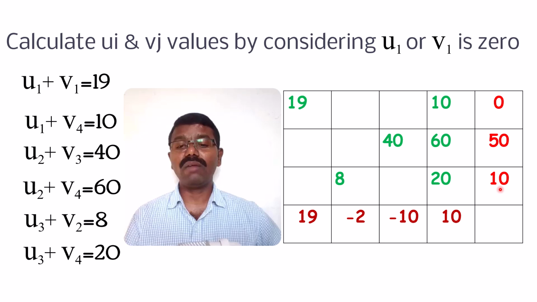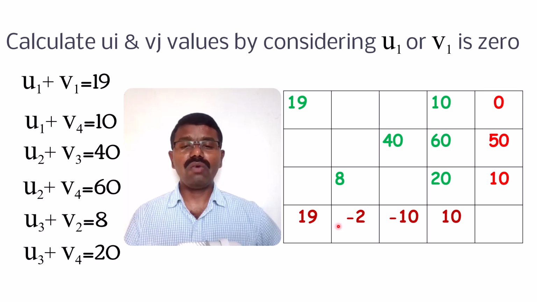Now how many values did we get? We got u1 0, u2 50, u3 10, and also v1 90, v4 10. Then we want the v2 value. So where is v2, in which equation? In this equation the u3 plus v2 is there. v2 we don't know, u3 is 10. So if you substitute u3 equal to 10, 10 plus v2 is equal to 8. Then v2 is equal to 8 minus 10, that is minus 2. So the v2 value you can write here.